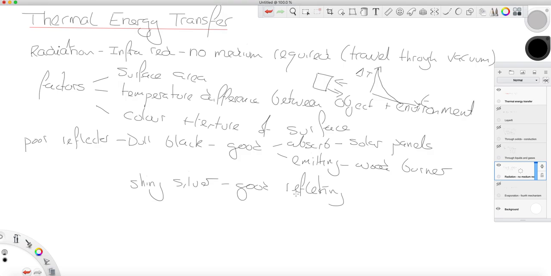And since this reflects, it is a rubbish absorber, because if you're reflecting it, you can't be absorbing it, and it's a poor emitter. So if you want something that is hot to stay hot, make it shiny silver, the outside of a saucepan, for example.